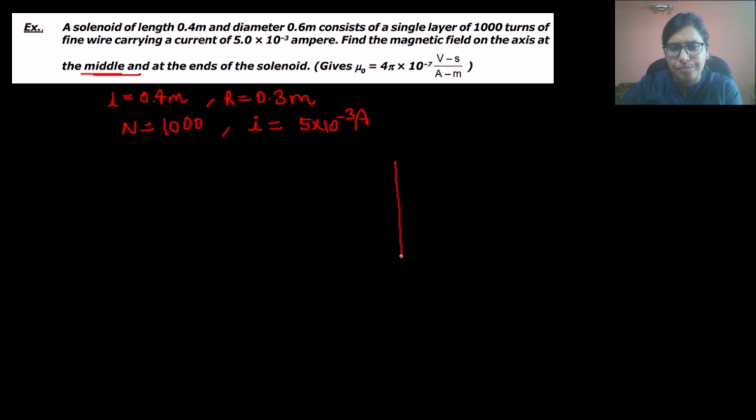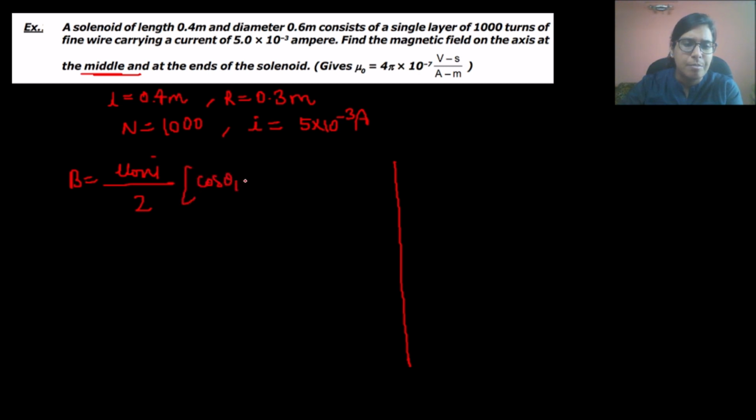So for the middle of the solenoid we have to calculate, the formula is mu naught Ni by 2 times (cos theta 1 minus cos theta 2). Now you have the value of n, which is capital N upon length. So n is given, length is 0.4 meters, so you can calculate n. Now we have to actually calculate theta 1 and theta 2.